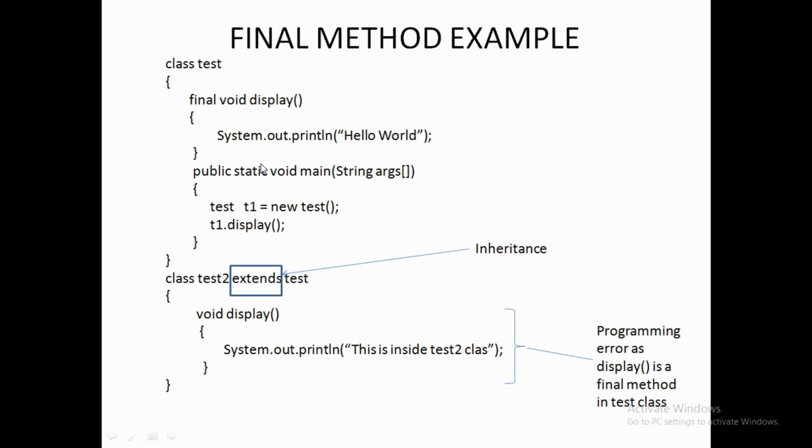So the takeaway is that if a method is defined as final, then it cannot be overridden in a derived class, where the derived class is created from the base class where the final method is defined. You can also test this program on your PC to understand it in a better way.